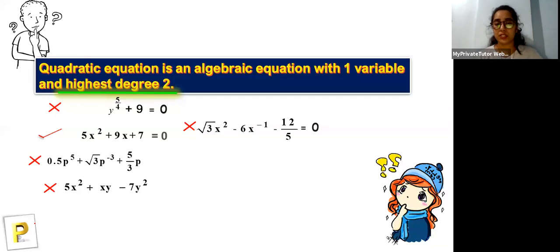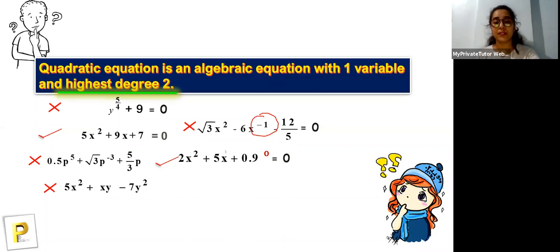So here your question is root 3 x squared minus 6x to the power minus 1 minus 12 by 5. Here we can see that clearly this is an equation and it also has one variable. Why is it not a quadratic equation? Just because this power is negative. The power should be positive in a quadratic equation. That is the thing you should remember, that the powers should be whole numbers. As this power is not a whole number, this is not considered to be a quadratic equation.